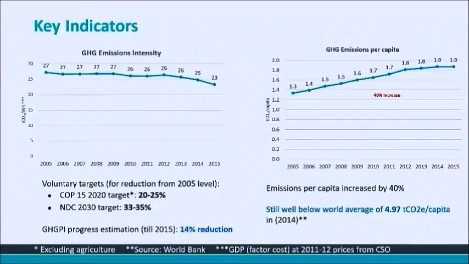Our emissions per capita have increased by about 40% during this period, due largely to urbanization, rising income, and growing aspirations. At 1.87 tons of carbon dioxide equivalent per capita, we're still far below the world average for 2014, which was 4.97 tons of carbon dioxide equivalent per capita.